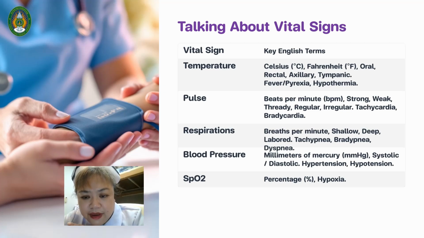Respirations: breaths per minute, shallow, deep, or tachypnea, bradypnea, dyspnea. And blood pressure: the unit is millimeters of mercury, or you see it in short as mmHg. And for the quality you have to report the systolic over the diastolic, hypertension. Level of oxygen: the unit is the percentage. You need to understand the report of hypoxia. How is it?